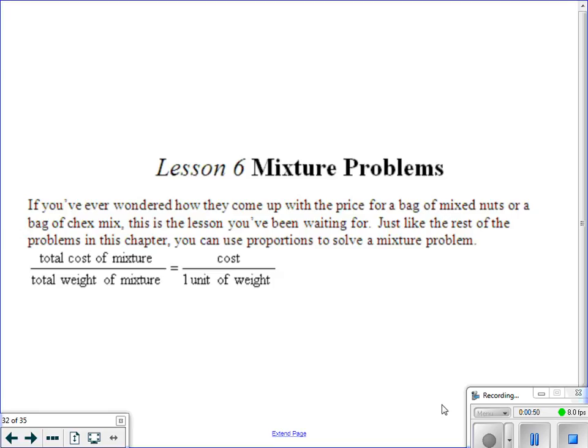So today we're going to talk about mixture problems. If you've ever wondered how they come up with the price for a bag of mixed nuts or a bag of Chex Mix, this is how they do that. Just like the rest of the problems we've talked about in this unit, there's a proportion you can use to solve these. It's the total cost of the mixture over the total weight of the mixture equals the cost over 1 unit of weight of the mixture. So that's what we're going to use.